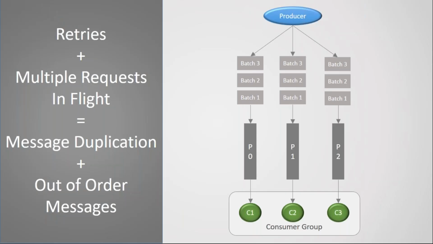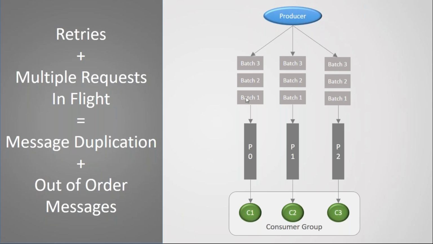So one note of caution, the libraries can be configured to do automatic retries. Now, if you have retries and you have multiple requests in flight, then you can end up with message duplication and out of order messages. Kafka provides very strong ordering guarantees with its partitions, but if you send them in the wrong order, there's nothing it can do. So let's have a look at an example here.